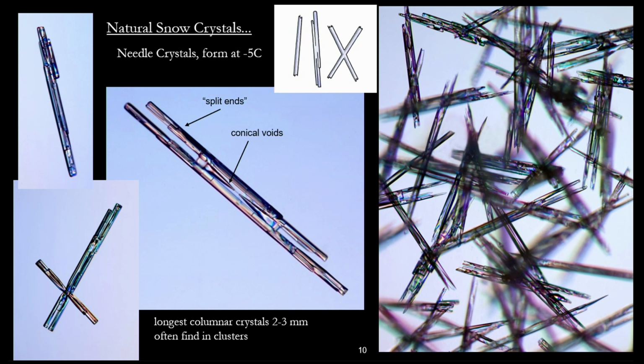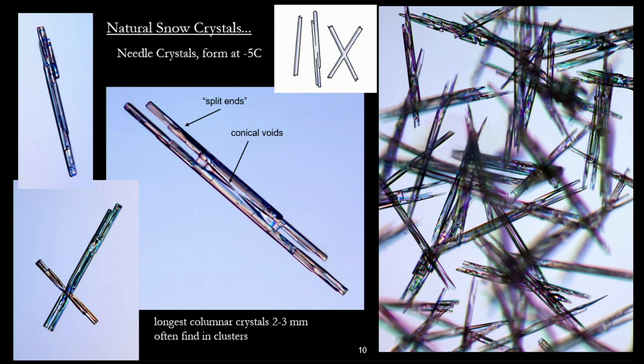So here's, again, at -5. This is just higher supersaturation. You get needles and needle clusters. So this one was a hollow column. You can see the little hollows in there. And then it branched, and you get these needles. This was just the windshield of my car one morning.